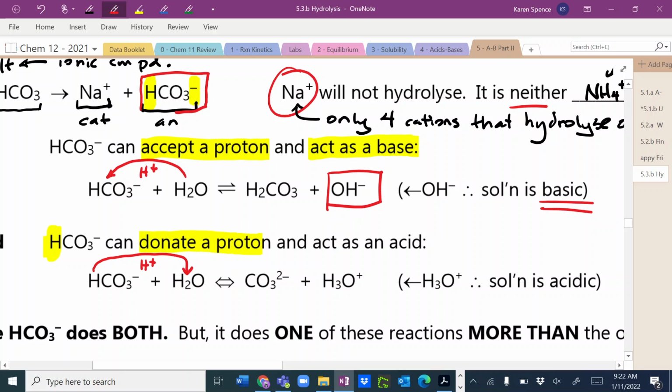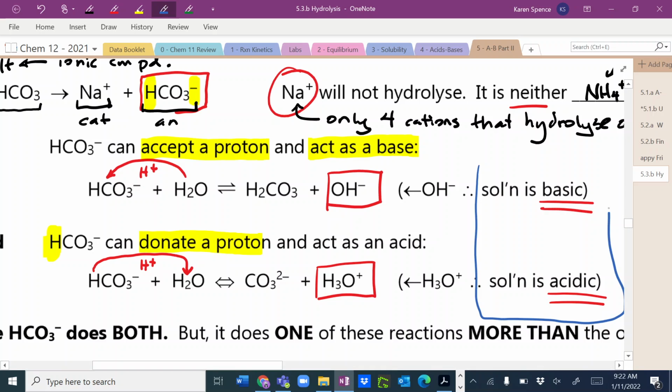And again, don't look at this one. Nope, nope, nope. Okay, you want to look at either hydroxide or hydronium. And if you look at hydronium, then the solution is acidic. And now we have a problem because the solution is basic, but the solution is acidic. Well, what is it going to be? And the temptation is to say neutral, because you have basic and acidic.